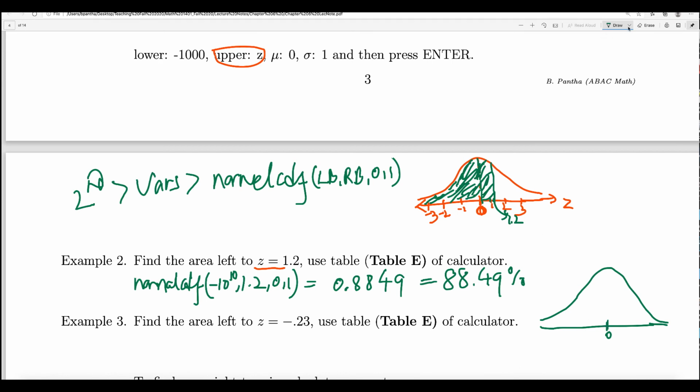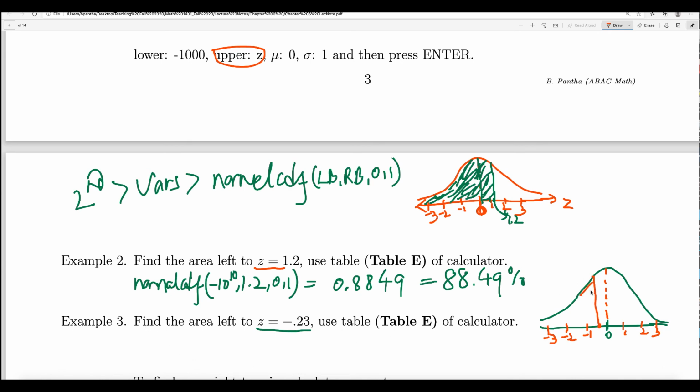Now, since it says left of negative 0.23, where is it? Is it left of 0 or right of 0? On the right side it is 1, 2, 3, and on the left side there is negative 1, negative 2, negative 3. Negative 0.23 will be somewhere here, left of 0, and it says find the area left.